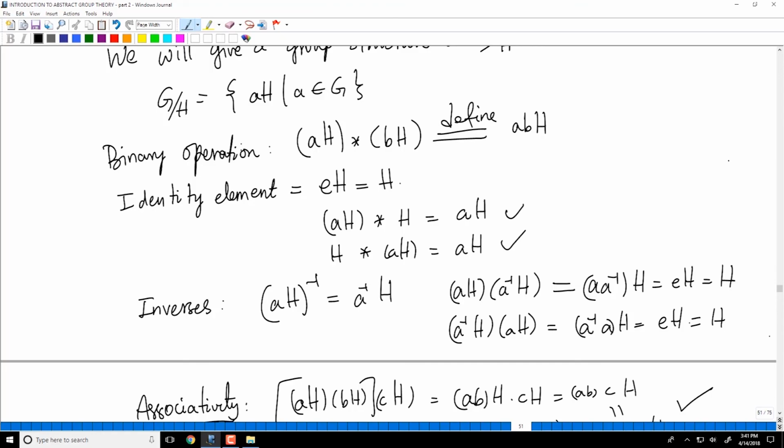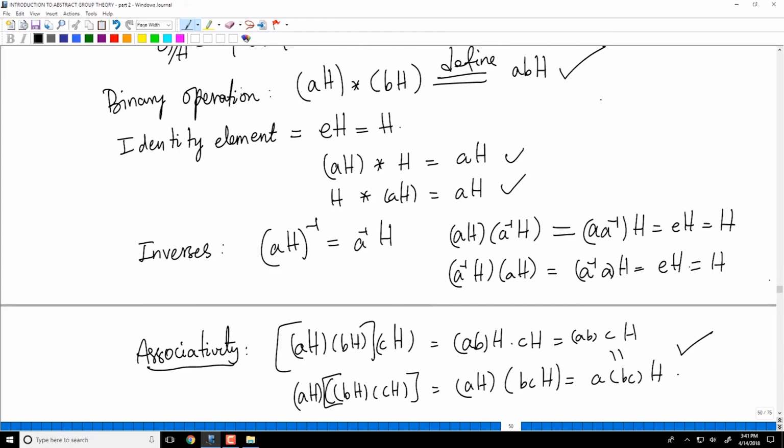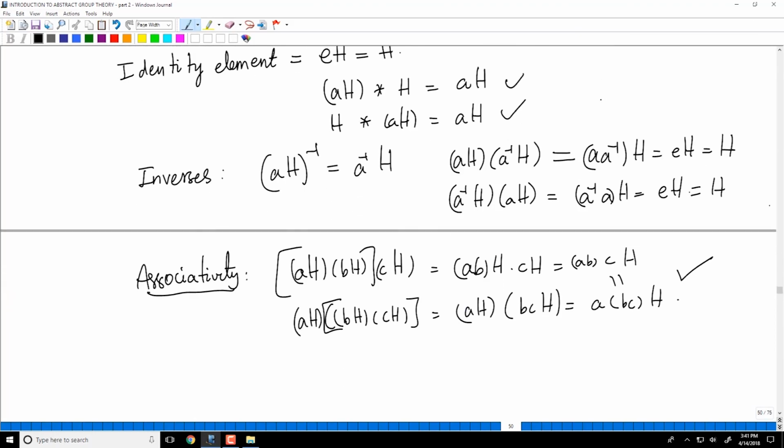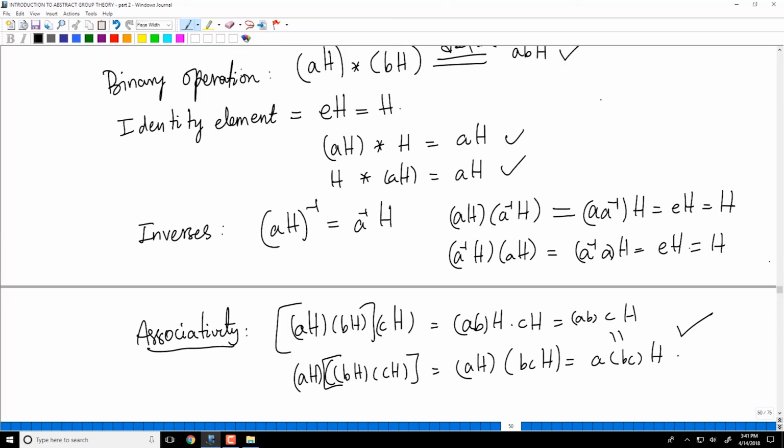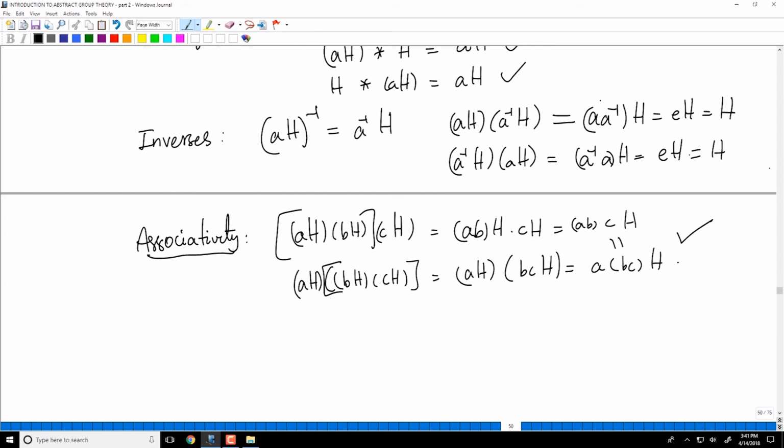The point is that you needed a valid binary operation. That was the key step. If you have a valid binary operation, it turns out that the others are more or less clear. Identity element is eH, inverses are given by inverses of these elements. Associativity is essentially the associativity in the group itself, and that will give associativity of G mod H.